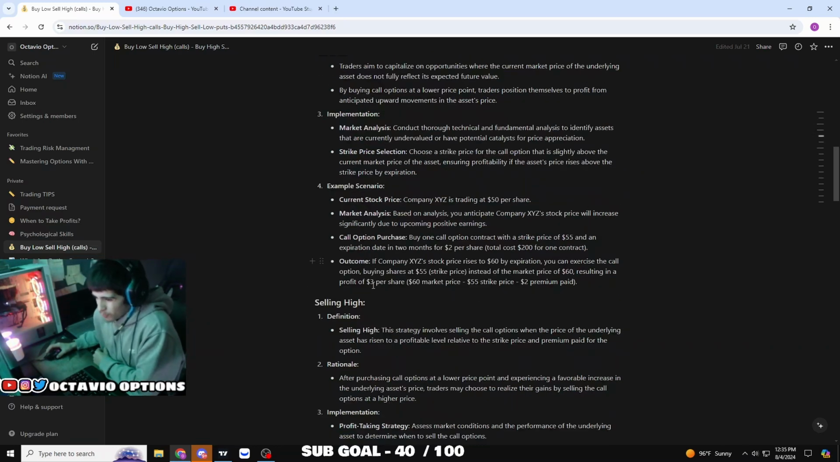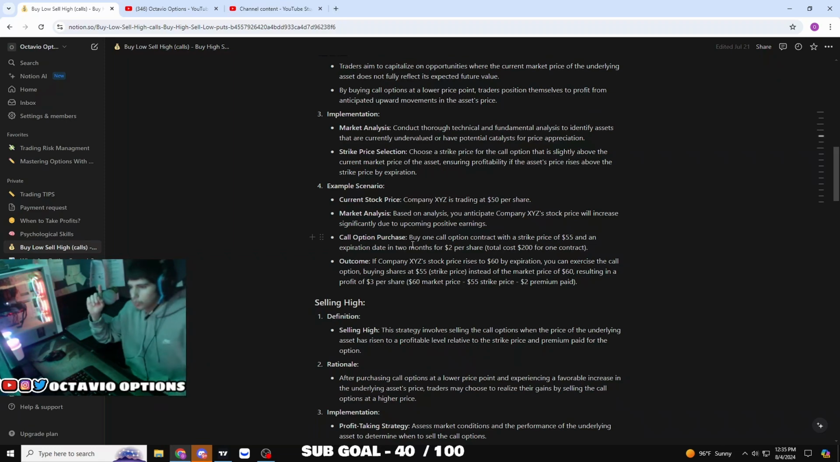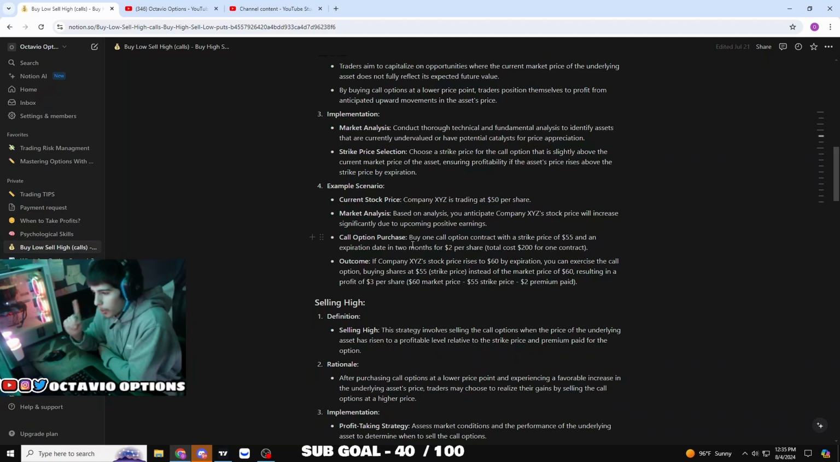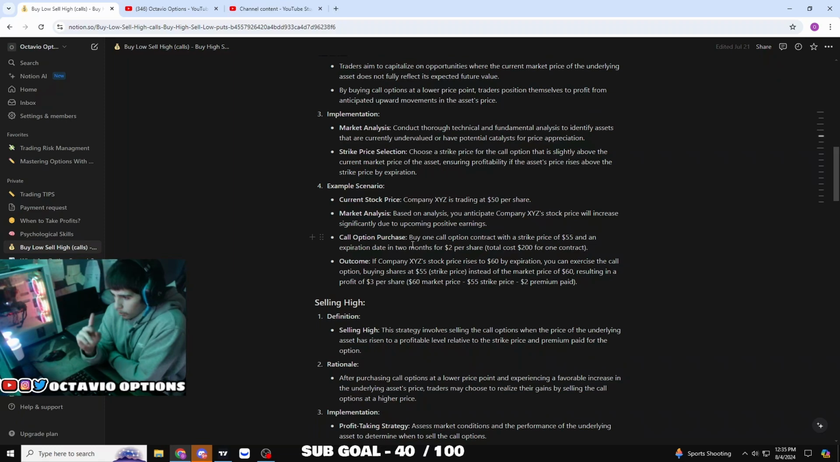right, guys? So, example scenario: current stock market price, X, Y, and Z is trading at $50 per share, right? Market analysis anticipates company X, Y, and Z stock price will increase significantly due to upcoming positive earnings, right? So let's say that. Call option purchase: you buy one call option with a strike price at 55 and expiration of 2 months out, $2 per share. So that's $200 per contract, guys. One contract for your call option is $200. So, okay, let's get that concept.